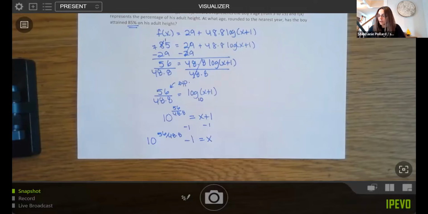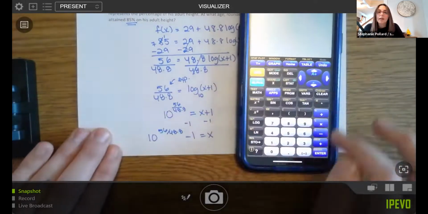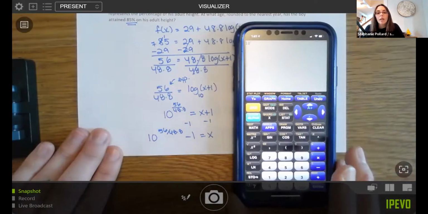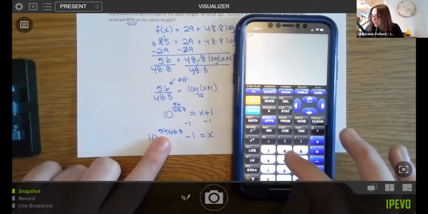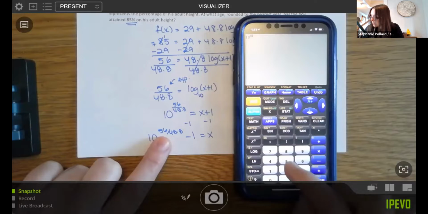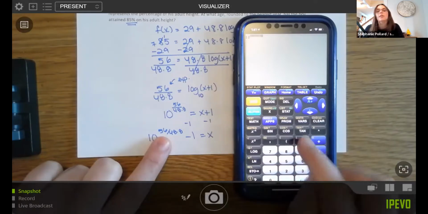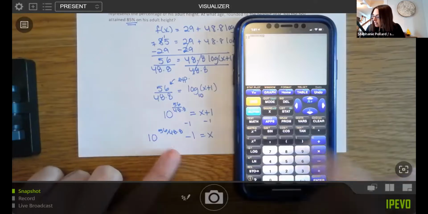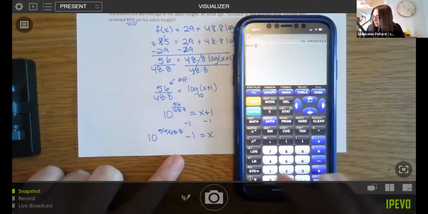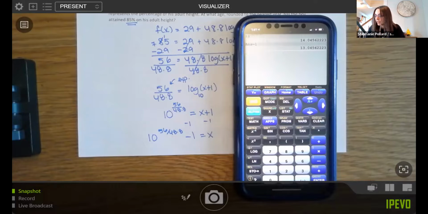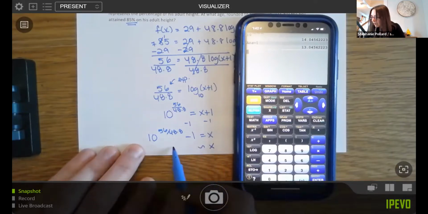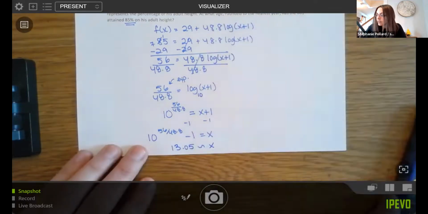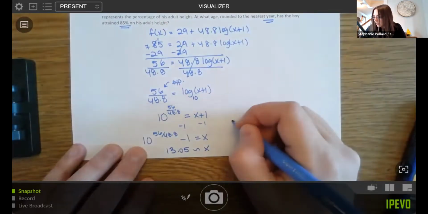So let's take out our calculator here. I have 10 and I'm going to use my power key. Now I would make sure that this is in parentheses. So I want to do 56 divided by 48.8, close my parentheses. I'm just letting my calculator know that this whole thing is in the exponent. And then I'm going to hit enter and then do minus 1. So I have about 13.05 as my answer. This one is to round to the nearest year, so this is about 13 years old.